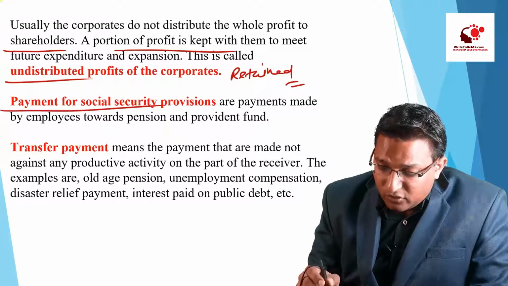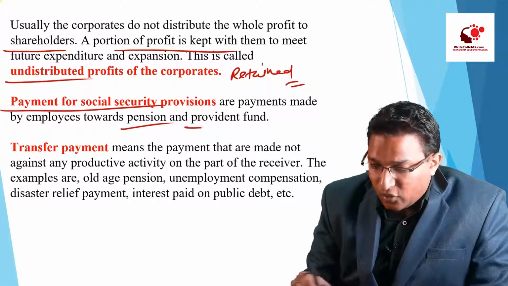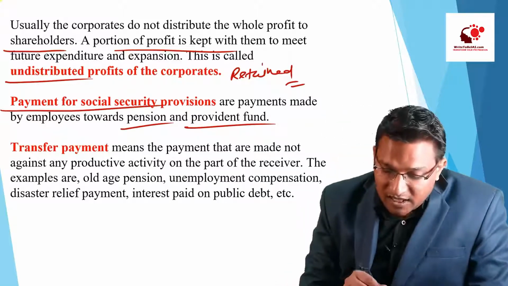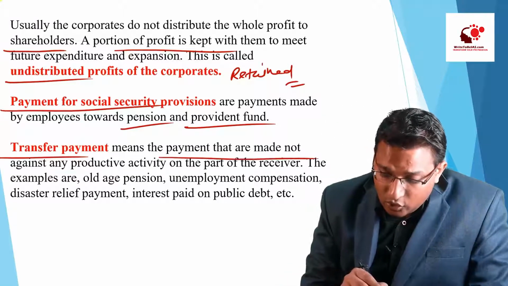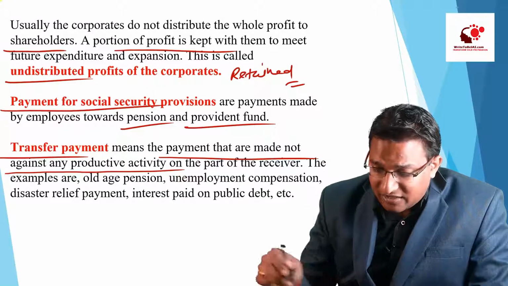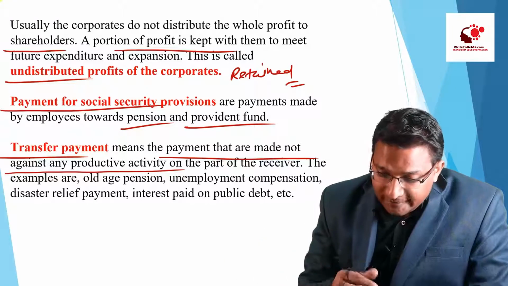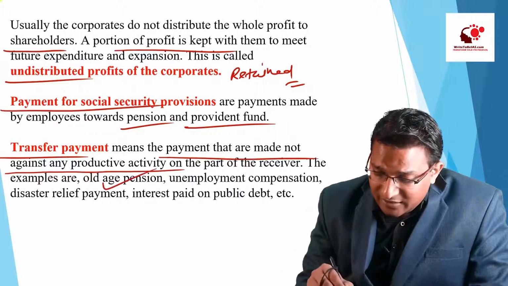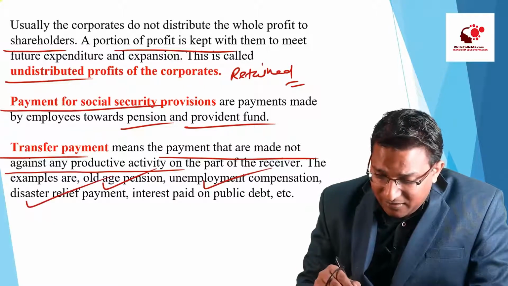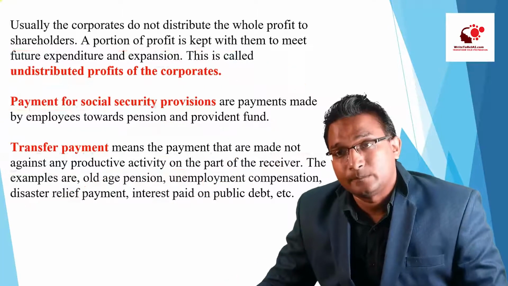Payment for social security provisions, for example, pension, provident fund, that is added. Transfer payment means the payments that are made not against any productive activity on the part of the receiver. Examples include old age pension, unemployment compensation, disaster relief payment, interest paid on the public debt, etc.